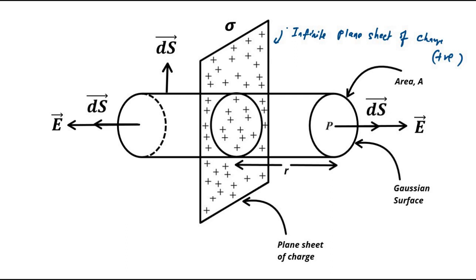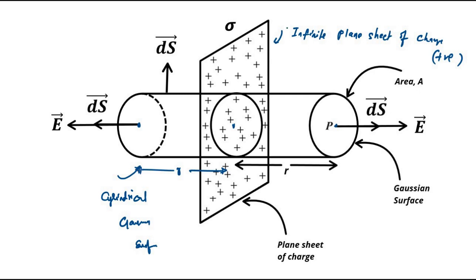So here, we have to select an appropriate, suitable Gaussian surface. We have to pick a certain section of this plane sheet of charge and apply a suitable Gaussian surface. So we have picked a cylindrical Gaussian surface, where the distance of one end cap of the cylinder from the point where it imaginarily meets the plane sheet is equal to R. Same goes for this side also, R, from the left end cap to this point.